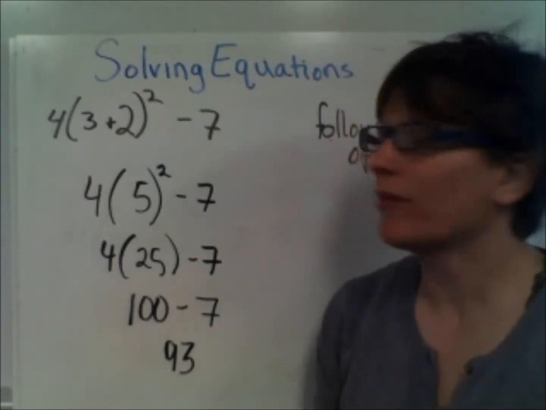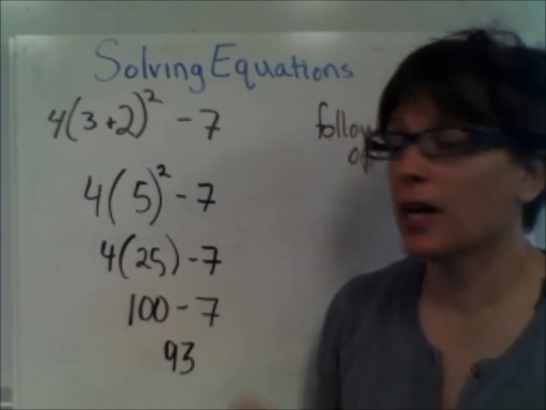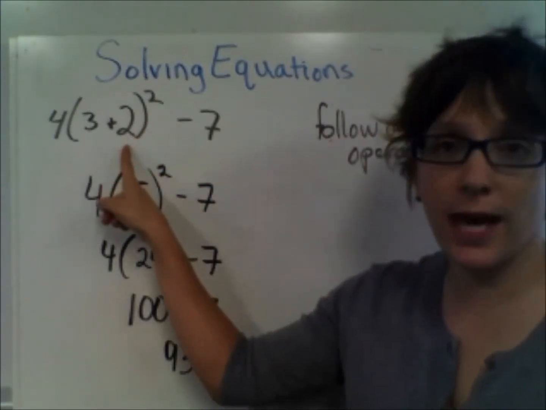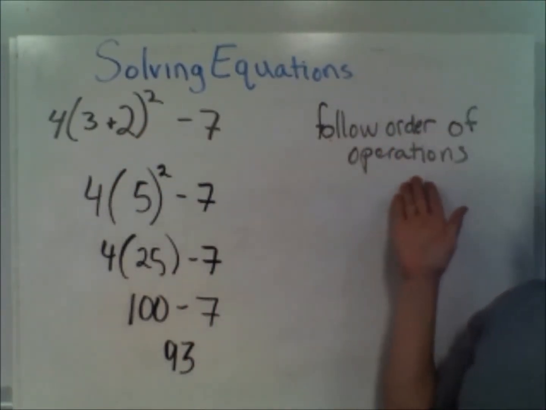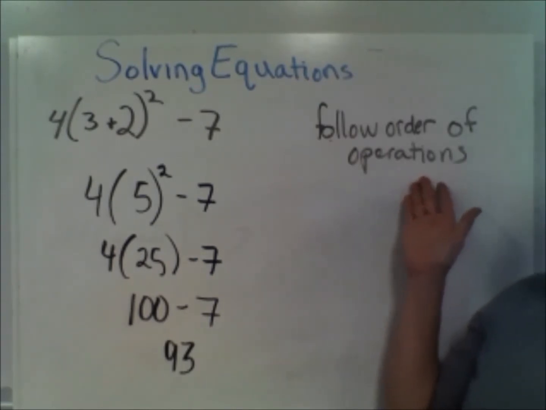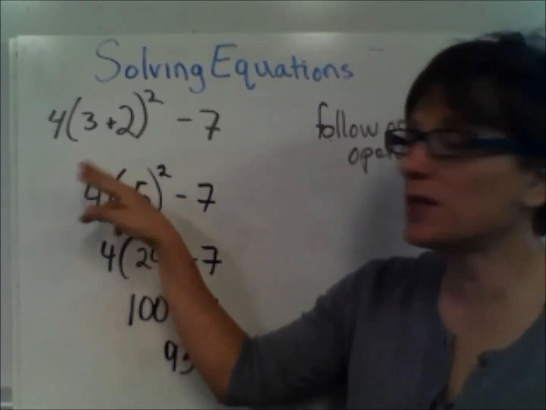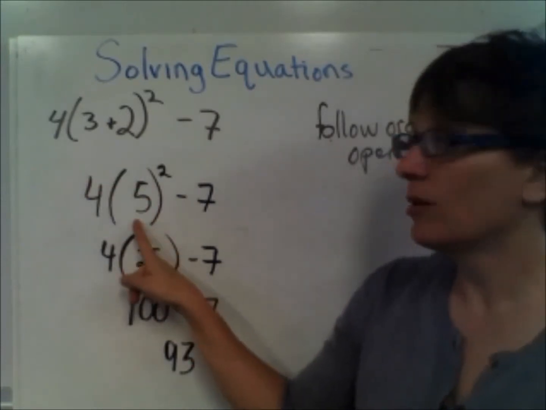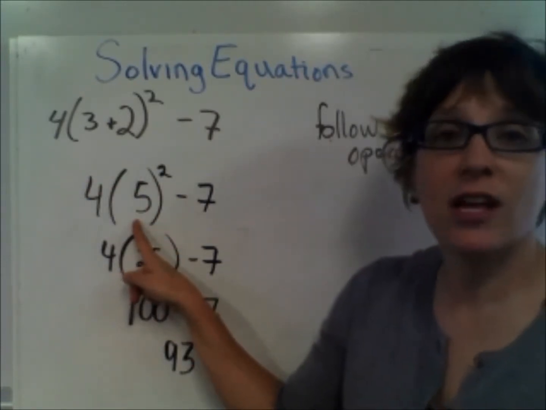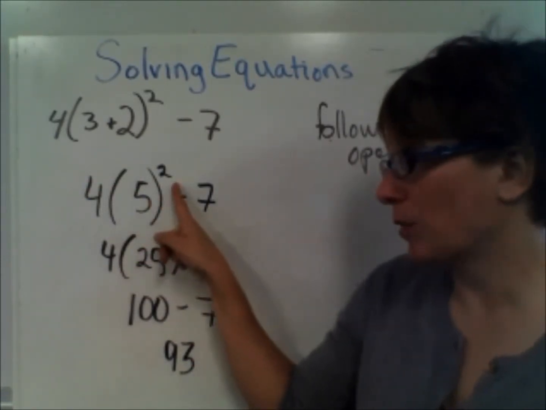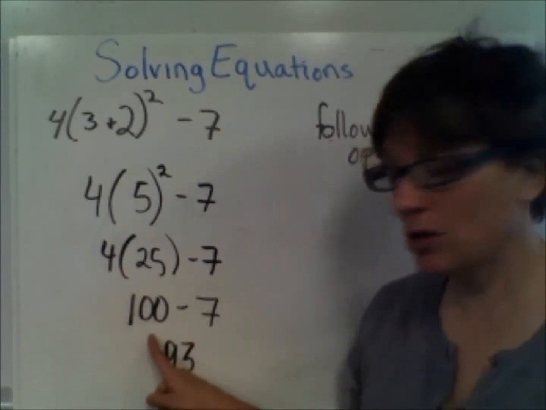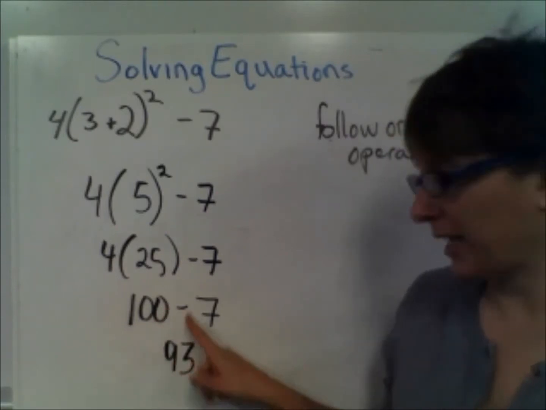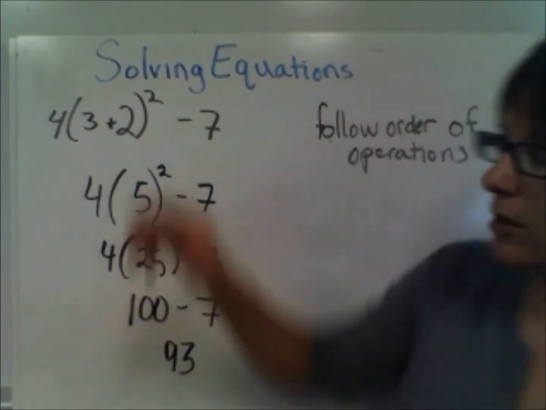Today we're going to do solving equations, and the first thing is when we had an expression like this, we followed order of operations to solve it. The first thing we did was our grouping symbols. 3 plus 2 was 5. Then we evaluated our exponent. That gave us 25. Then we multiplied, and then we subtracted. We got 93 as our answer.